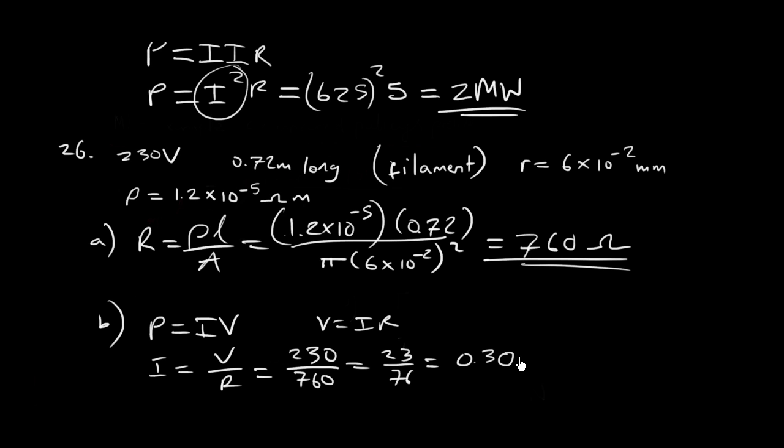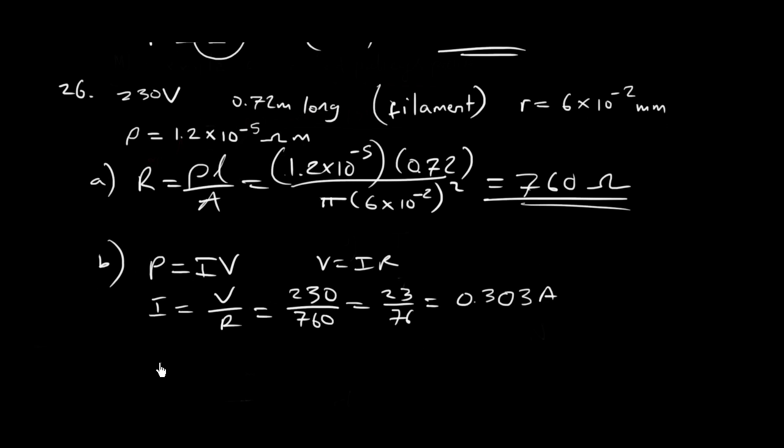0.303 amps. And so that's for I, and I'm interested in the power, and that is going to be the current that I just calculated, 0.303 and so on, always use the full number here, times the voltage, which is 230, and that comes out to be, for 26 part B, 70 watts.